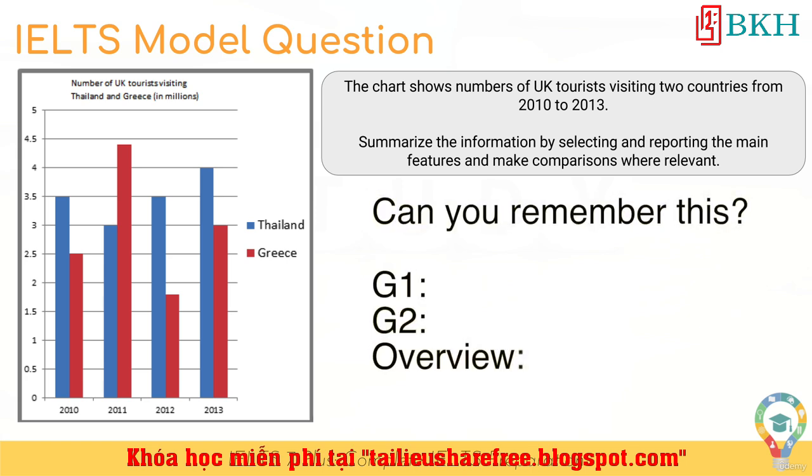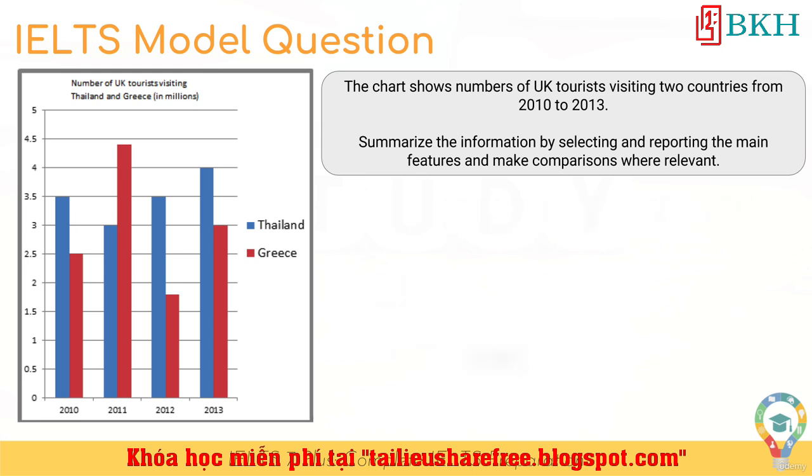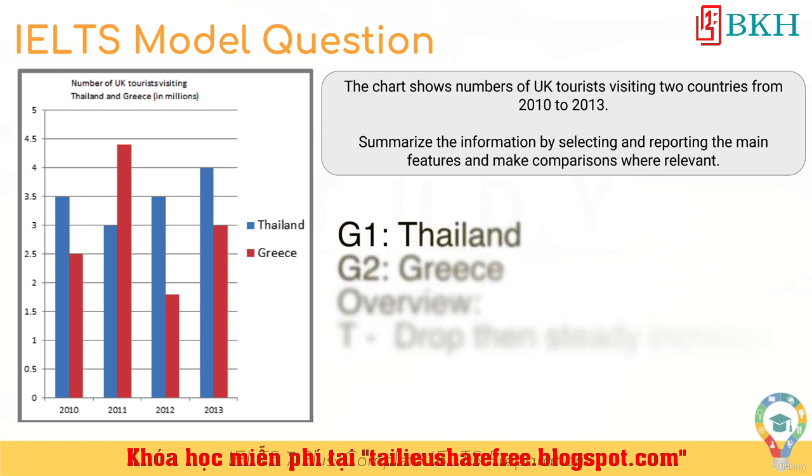The very same plan I showed you a few lessons ago. Here is our plan structure, which is Group 1, Group 2 and Overview. It's really important that you do this plan as it will help you to understand the chart or graph and to make sure you answer the question properly and score highly on task achievement. Let's take a look at my plan.